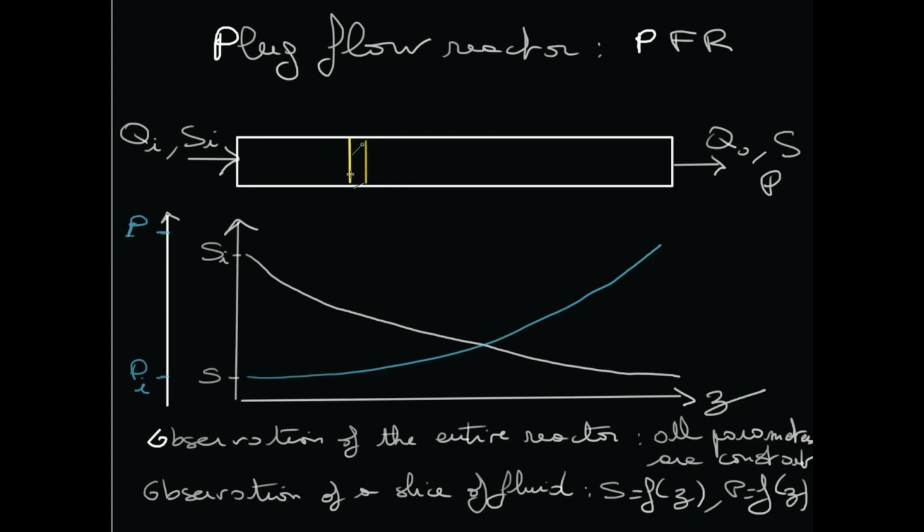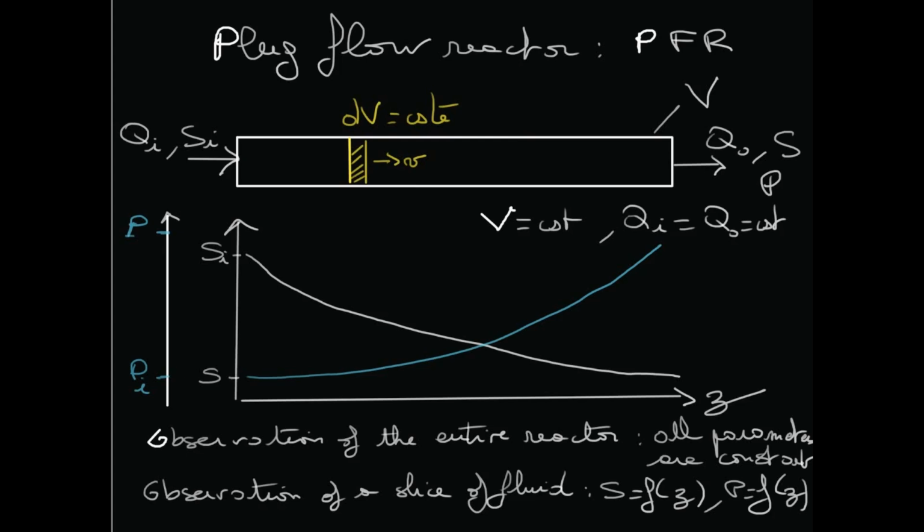What is a slice of fluid? I represent it here. We will say that it has a volume dV and this volume is constant. It's a small part of V. This slice of fluid has a flow velocity. V is also the volume of the total reactor, and the volume of the total reactor is constant. QI and QO are constant.